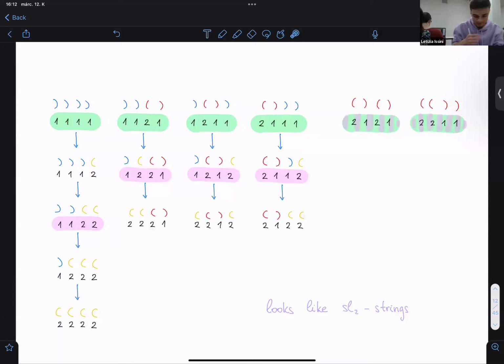Okay, so if you've seen Lie algebras before, then this picture might be reminiscent of representations of SL2, in particular SL2 strings, which are finite dimensional irreducible representations of SL2. And this is indeed the whole point of my preamble. So I feel like I should quickly rifle through that story as well.